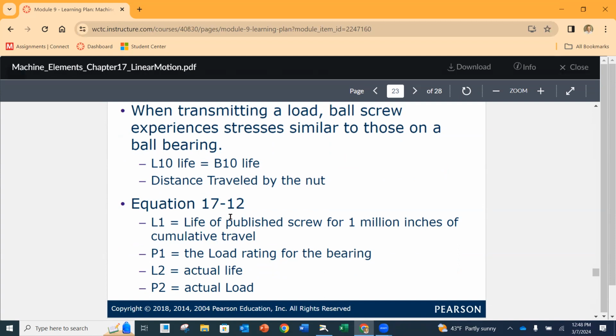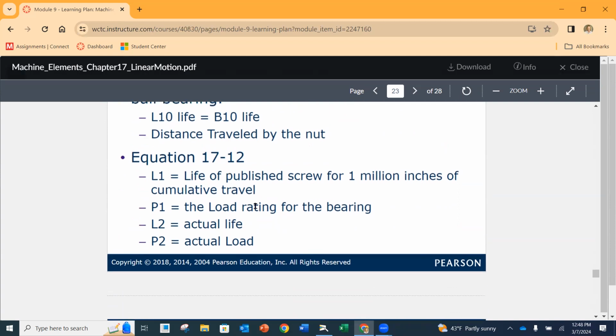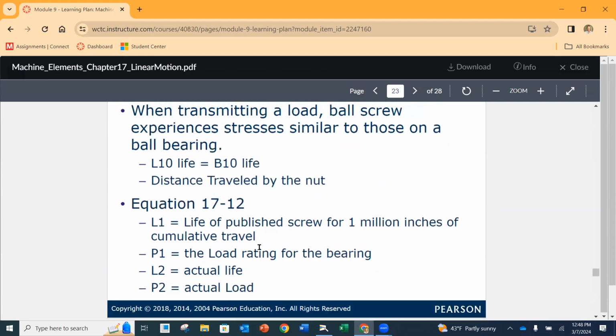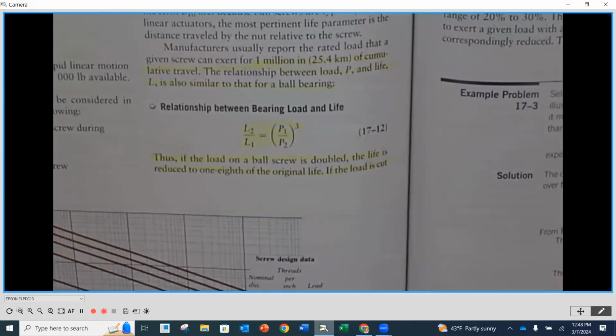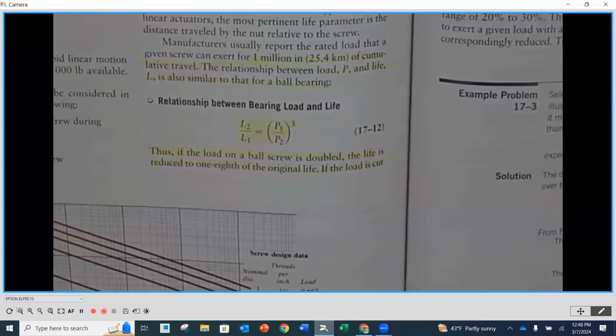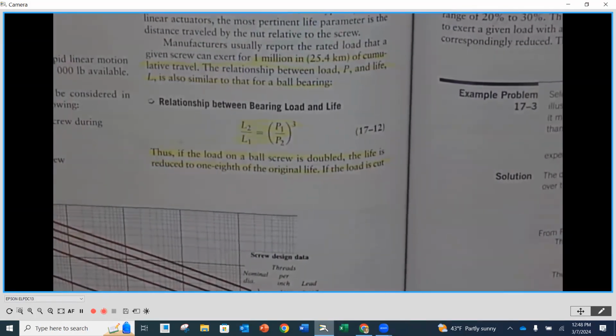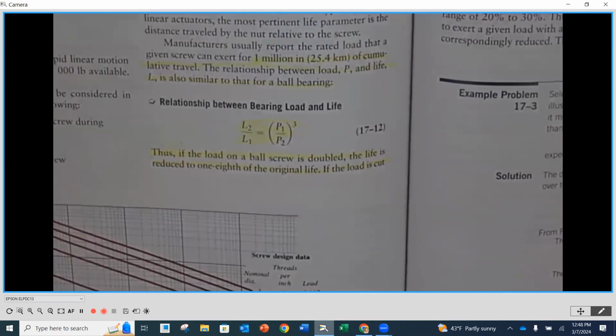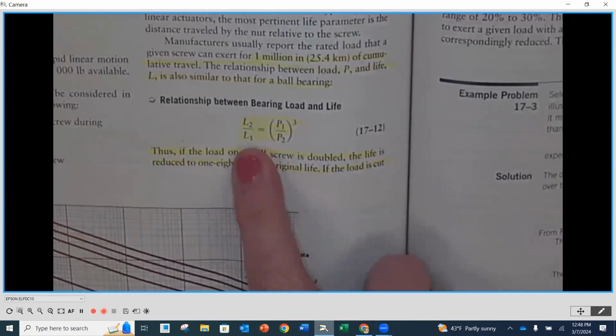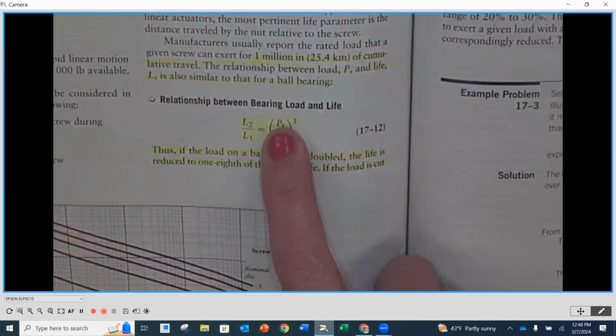You would look more at the revolutions. Okay. And again, that would go back to the L10 life. So again, very similar to ball bearings. As we look at equation 1712, you're going to notice that it looks familiar to that L10 life calculation that we looked at for ball bearings. Now, the ones in this case are going to be the ratings that we get out of, if you would, the vendor catalog. So our L1 would be our life to our load 1.